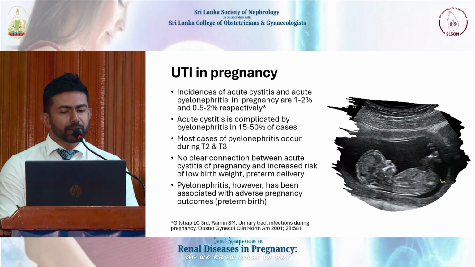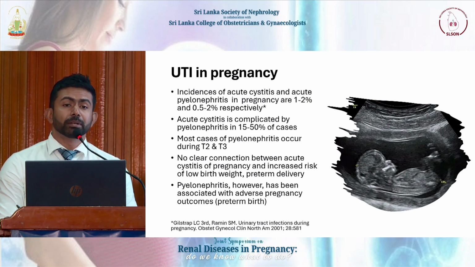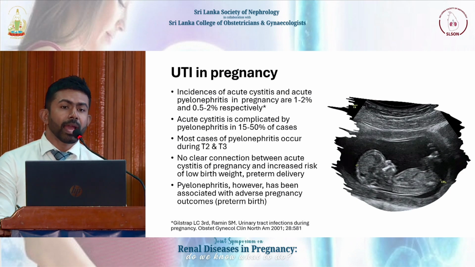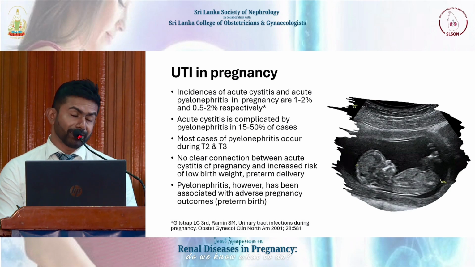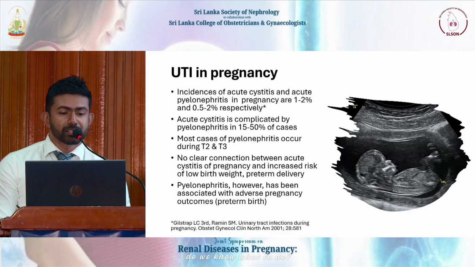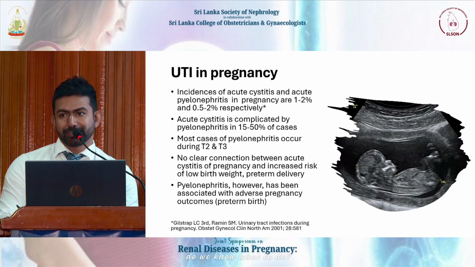So urinary tract infections, as I said earlier: acute cystitis is the lower UTI, and pyelonephritis is the upper UTI, which is common. About 1 to 2% incidence of cystitis, and about 0.5 to 2% incidence of pyelonephritis is recorded in pregnancy. And the problem of acute cystitis is it can cause ascending infection and lead to acute pyelonephritis, maybe up to about 50% of the cases. All these numbers are related to pregnancy.